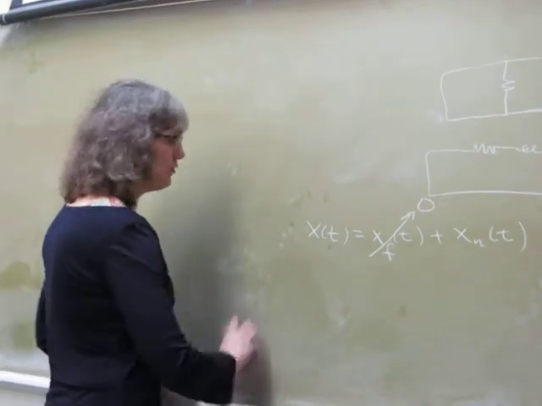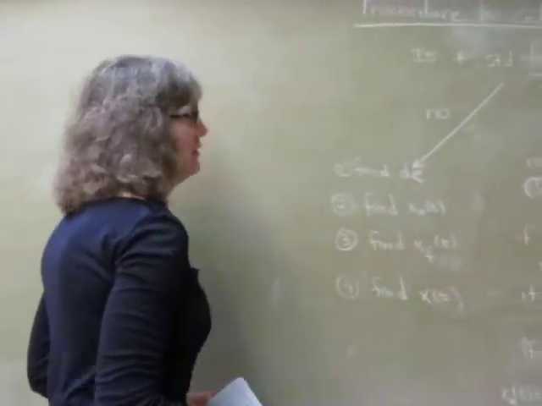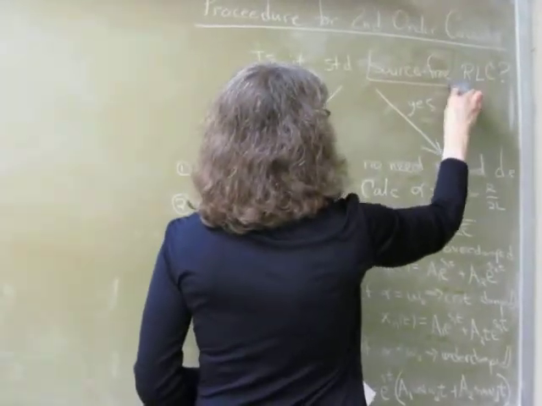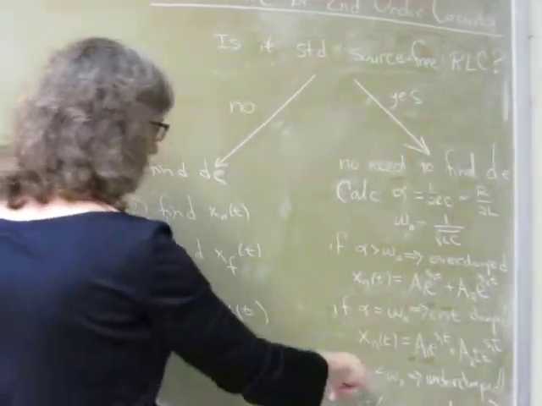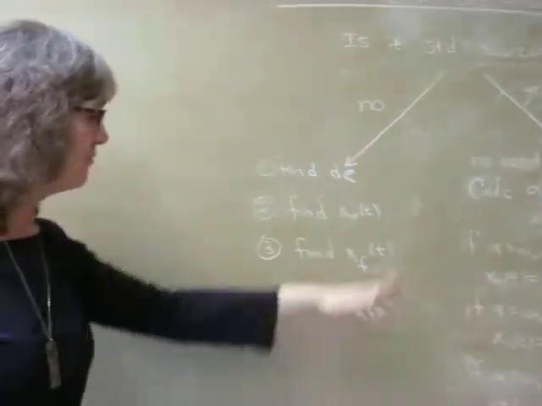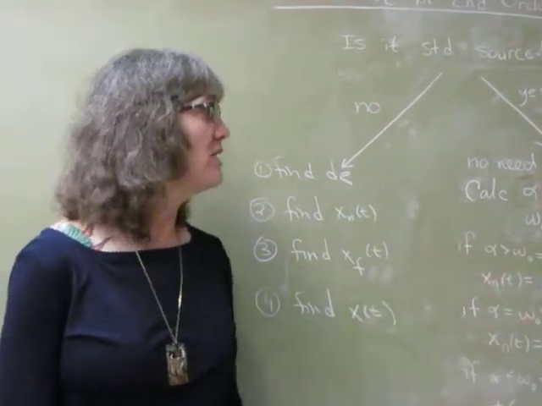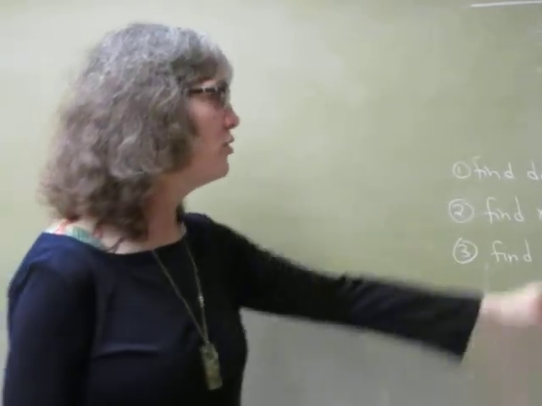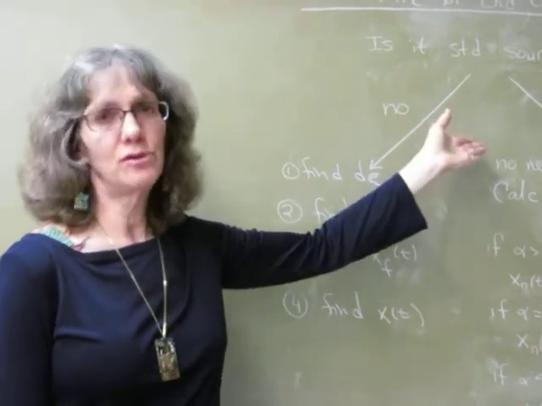Okay. So let's do the harder problem, the one where we don't have a standard circuit, and it's not source-free. Oh, by the way, this source-free solution is also going to be the natural solution even if there is a forcing function. So if it's not source-free and there is a forcing function, you can still use this to get the natural part of the solution. But then to get the forced part, unfortunately, you will have to go back and find the differential equation.